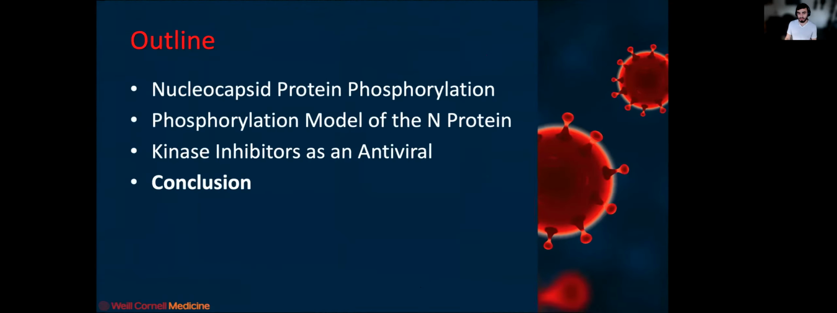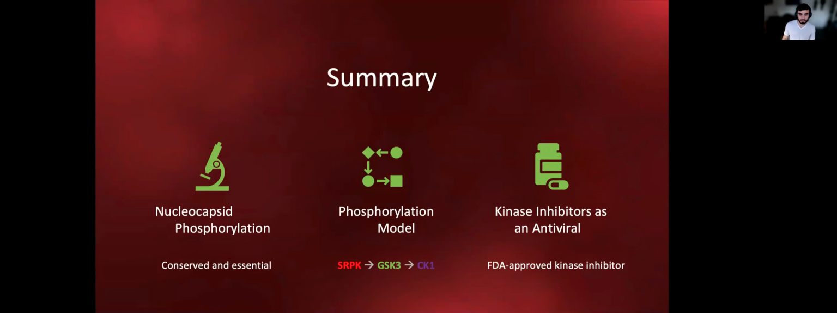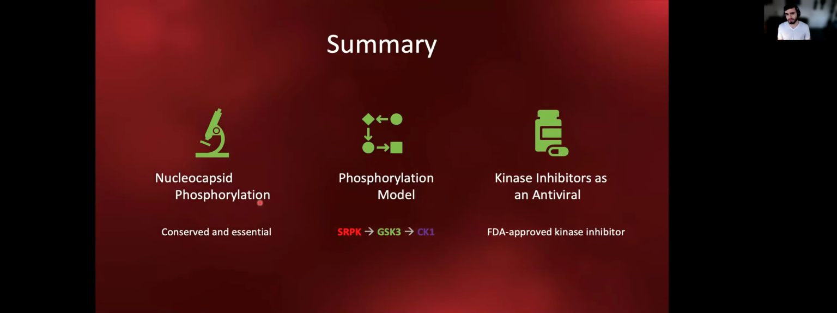So just to summarize what I've been showing you today, I hope that you saw that the nucleocapsid phosphorylation is conserved and probably essential for the viral life cycle. I showed the phosphorylation model, which was predicted computationally, but then evidence was provided biochemically and biologically, starting with priming by SRPK and then GSK3, and then that primes casein kinase 1, and eventually that inhibiting SRPK at the head of the snake will compromise viral infection.